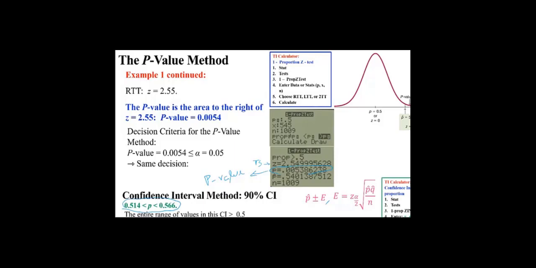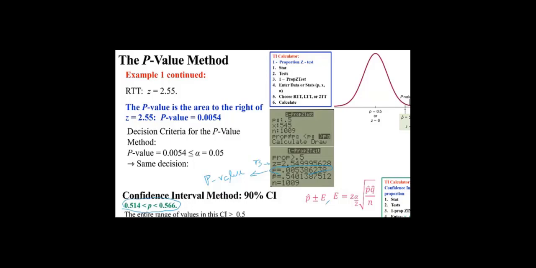So here's the technology using the confidence interval method: stat, test, 1-proportion z interval. We end up with this confidence interval. The only reason it may not be identical is, look at the formula. The formula uses p hat, q hat, whereas the test statistic uses p and q for the sake of calculation. That's why they may or may not be different.